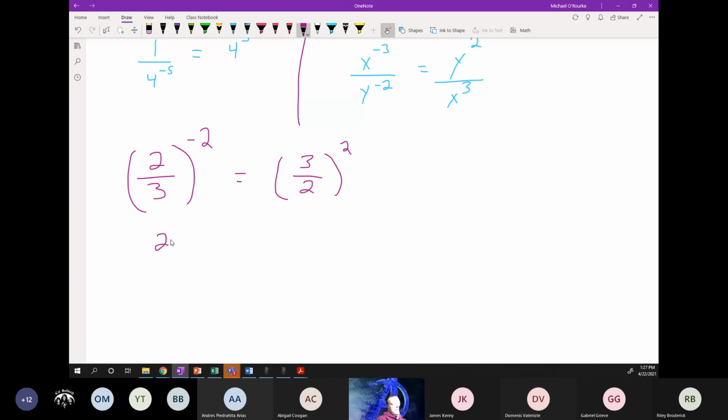Now you could think about it like this. This is the exact same question I just gave you, right? Like if I brought those in, that's what it would look like. Then in order to make it positive, I'd flip it. That would be 3 squared over 2 squared. Okay. Does that make sense to you?